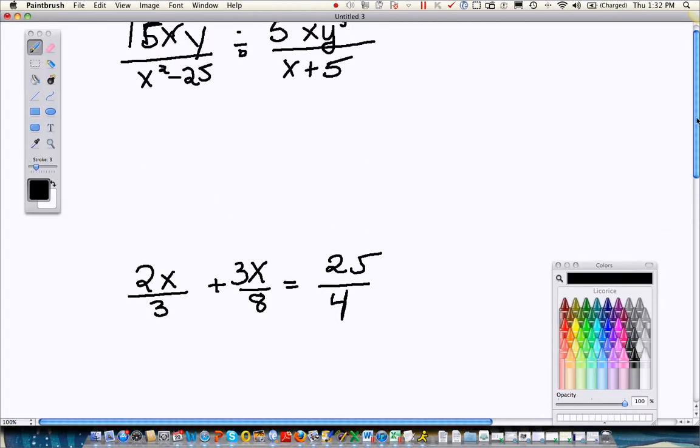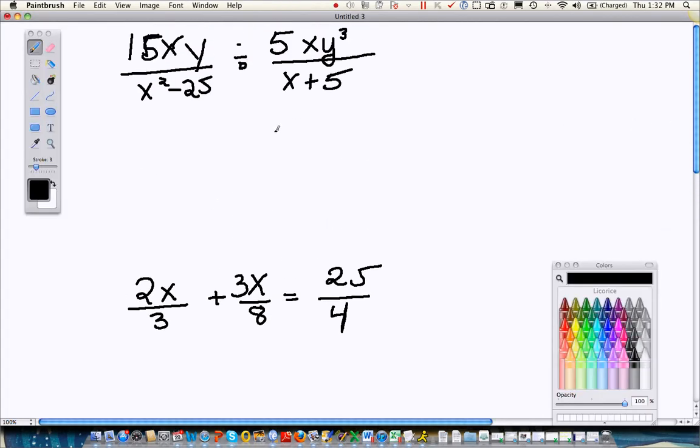Okay, we're going to take a look at doing some operations with some exponents and some variables and dealing with some fractions. The first thing we're going to take a look at is this fraction here in which we are going to divide the two fractions. And the rule for division is to keep the first fraction the same. So we're just going to keep that the same.